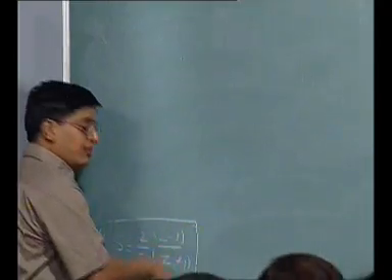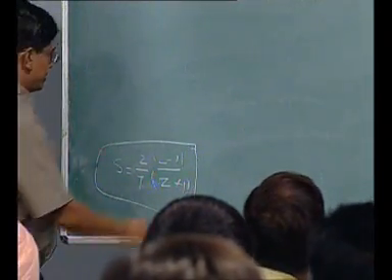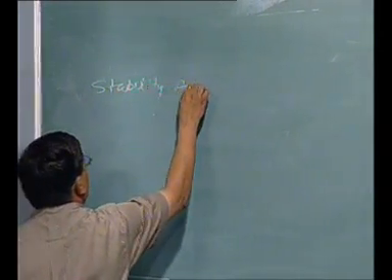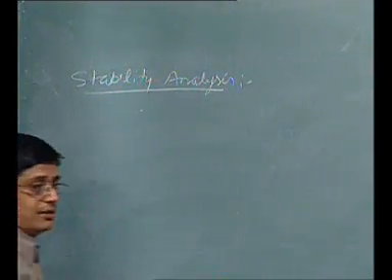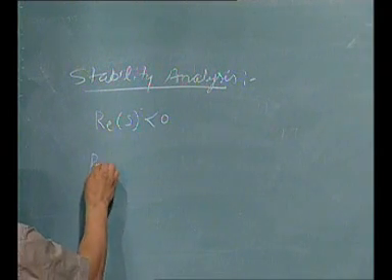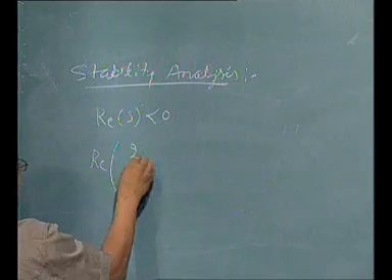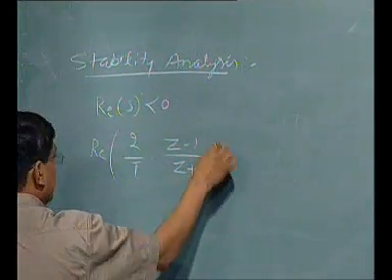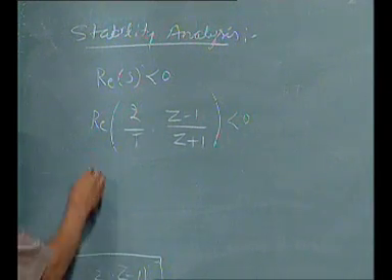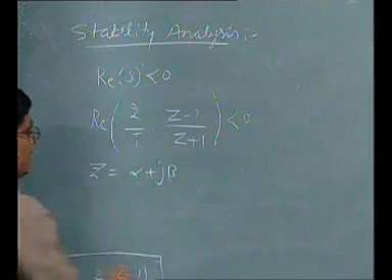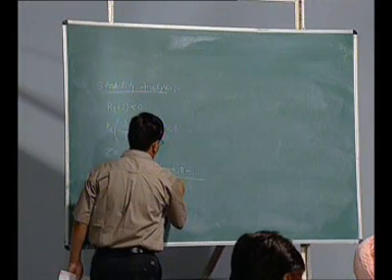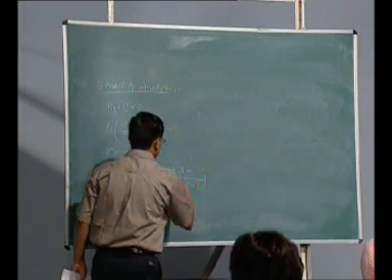So we have got the relationship between S and Z here: S equals 2 upon T times (Z minus 1) upon (Z plus 1). Now, stability analysis for this bilinear transformation. We know that the real part of S should be less than 0, so the real part of 2 by T times (Z minus 1) upon (Z plus 1) is less than 0. Take the complex variable Z equals alpha plus j beta. Then we can write the real part of (alpha plus j beta minus 1) upon (alpha plus j beta plus 1) less than 0.